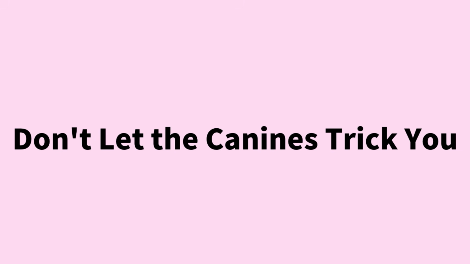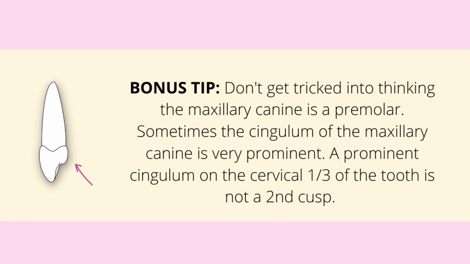Now, don't let the canines trick you. Bonus tip, don't get tricked into thinking the maxillary canine is a premolar. Sometimes that cingulum is very prominent. Don't confuse that with the second cusp. If it's in that cervical 1/3 and there are no pits or grooves in the fossa, it's a canine, not a premolar. 1 cusp, canine. 2 cusps with grooves, premolar.